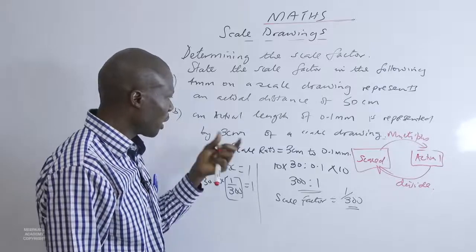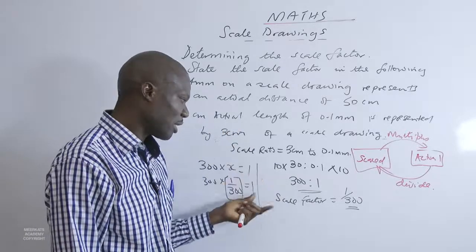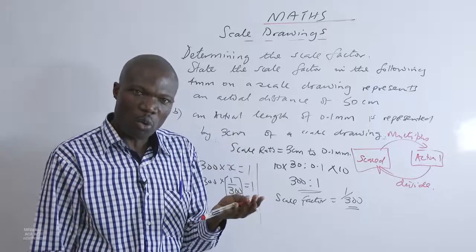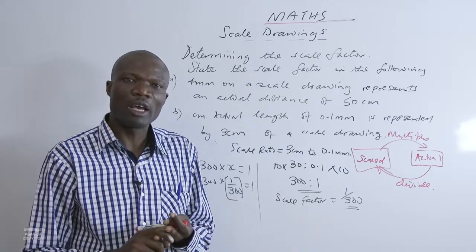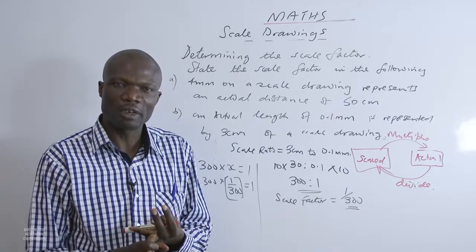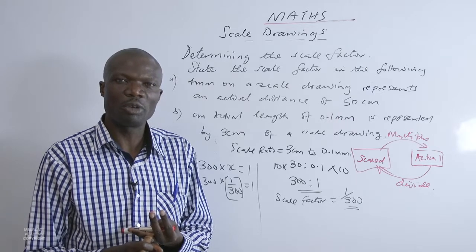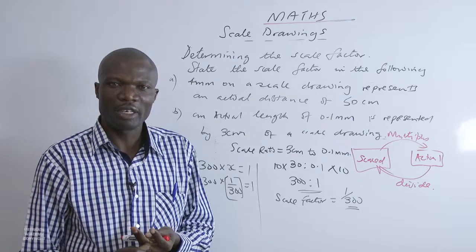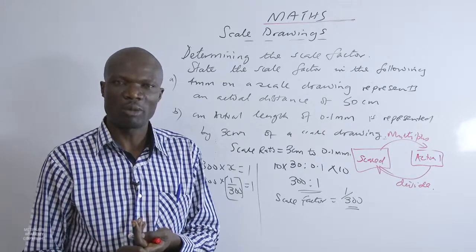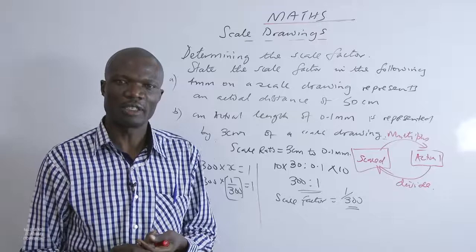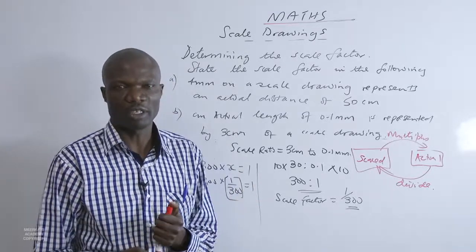So we should be able to approach these questions from any angle and get 3 things. 1, be able to get the scale factor. 2, be able to form a scale ratio. And 3, given the scale ratio, you should be able to find the actual distance or object distance, or if not that, we should be able to get the scaled distance. That is what matters in scale drawing.